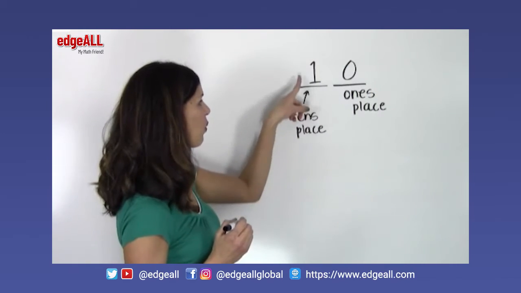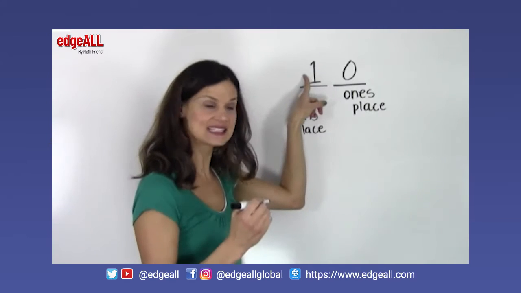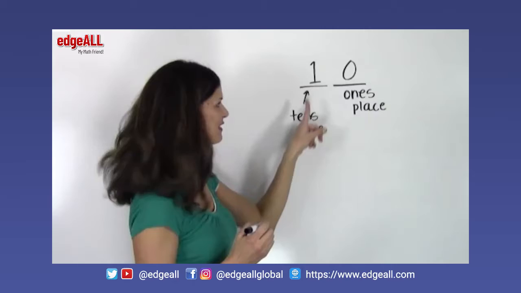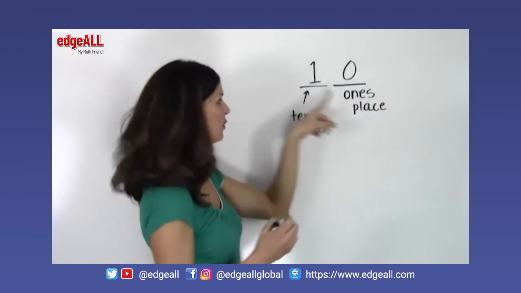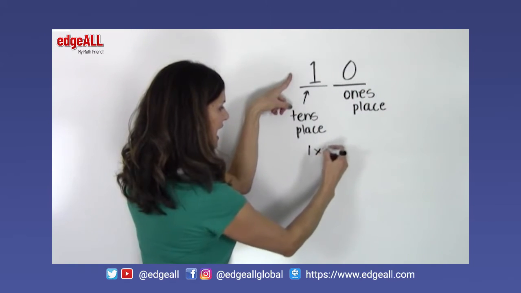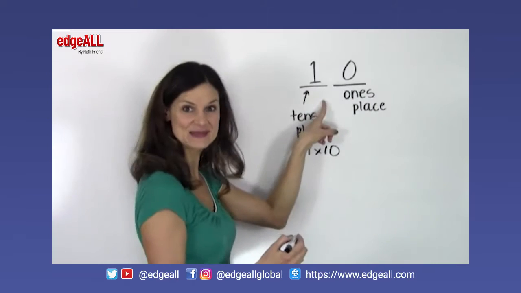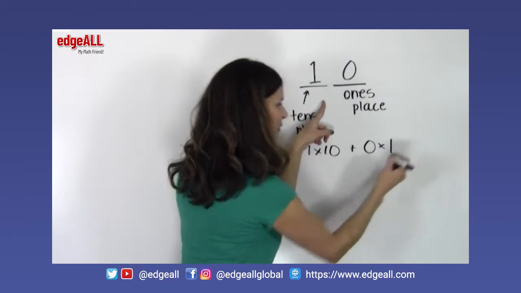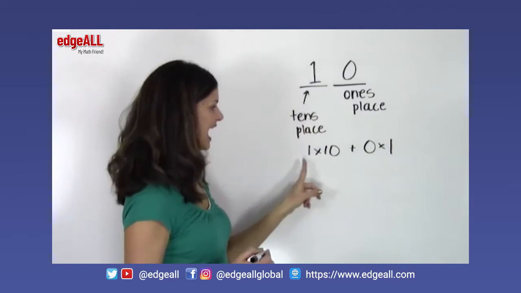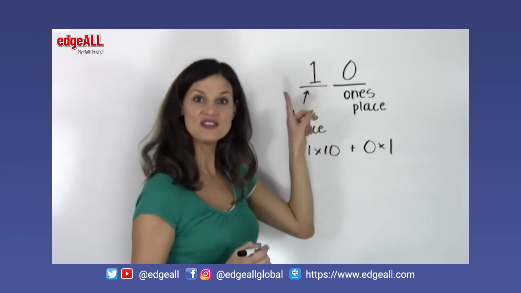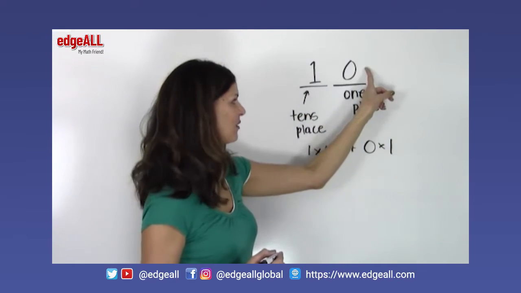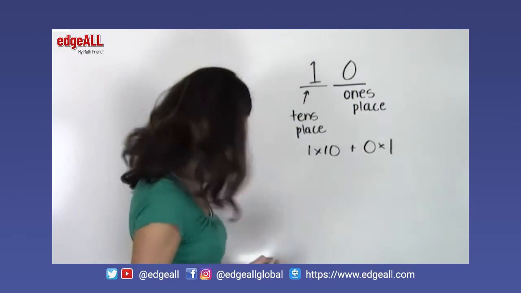And so this 1 actually takes the place of 10. If we're looking at the value of this number, we have 1 times 10 for our tens place plus 0 times 1 for our ones place, and we have a value here of 10, with a 1 in the tens place and a 0 in the ones place.